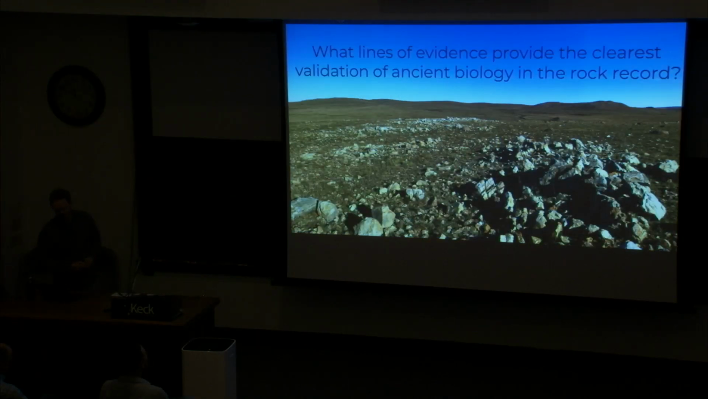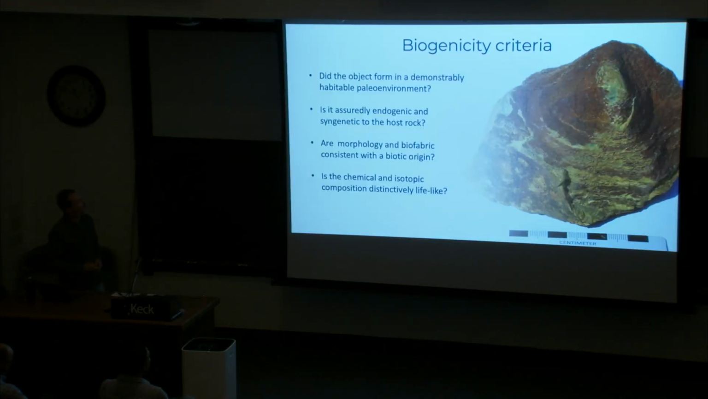So what lines of evidence provide the clearest validation of ancient biology in the rock record? Well, over the years, a few very basic criteria have been established. For example, did the object really form in a former habitable environment? The environmental context of a certain sample is really important. Is it surely endogenic and syngenetic to the host rock? Are morphology and biofabric consistent with a biogenic origin, or is there any mechanism that can form similar structures in an abiogenic way? And also, is the chemical and isotopic composition distinctly lifelike or not?